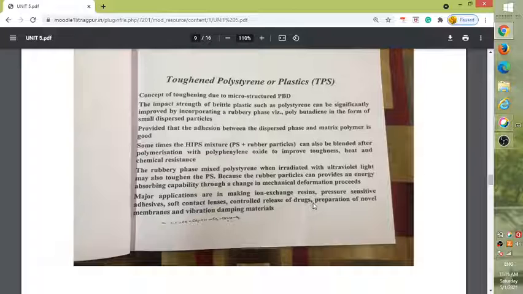Toughened polystyrene plastic, TPS. The concept of toughening due to microstructure, polybutadiene. The impact strength of brittle plastics such as polystyrene can be significantly improved by incorporating a rubbery phase, polybutadiene, in the form of small dispersed particles, provided that the adhesion between the dispersed phase and the matrix polymer is good. Sometimes the HIPS mixture, which is nothing but PS plus rubber particles, can also be blended after polymerization with polyphenylene oxide to improve toughness, heat and chemical resistance.